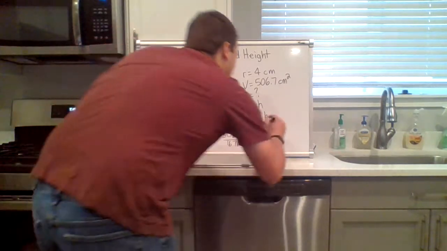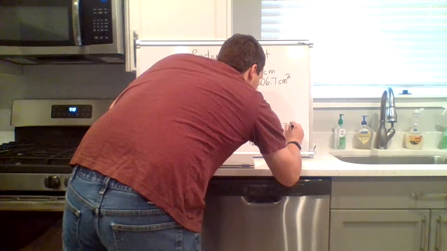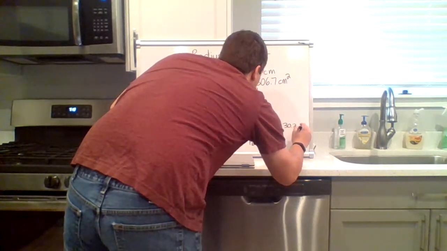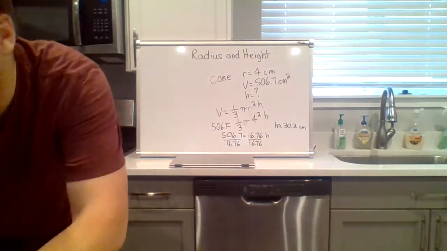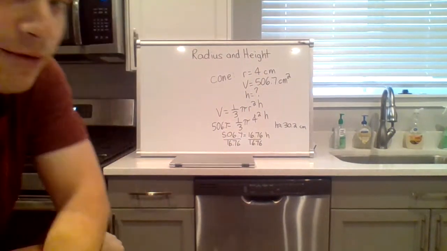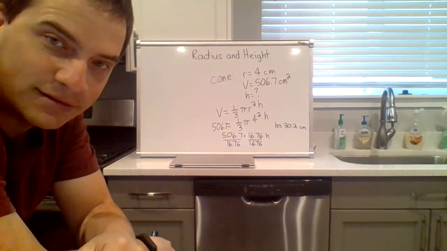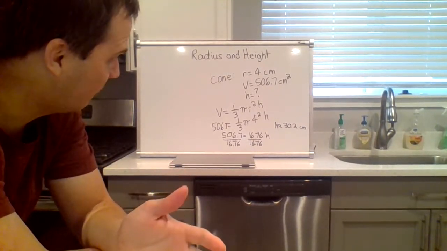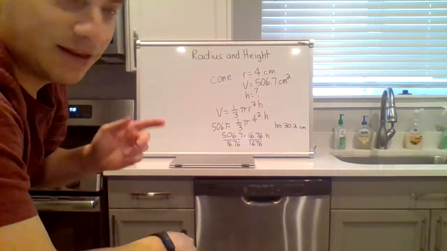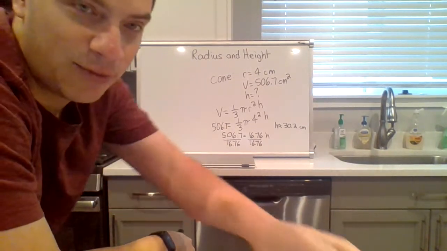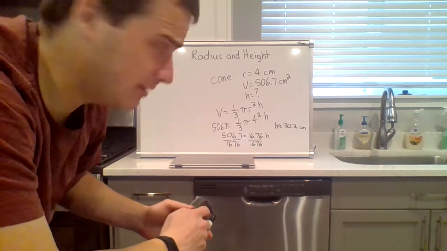Okay, the height is approximately 30.2 centimeters. Alright, so to do that, once again, you plug in what you know, then divide to solve for the height. You just have to use the correct formulas. Alright, that's how you find the height. Let's work on finding the radius, which is a little bit trickier, but not by a lot.